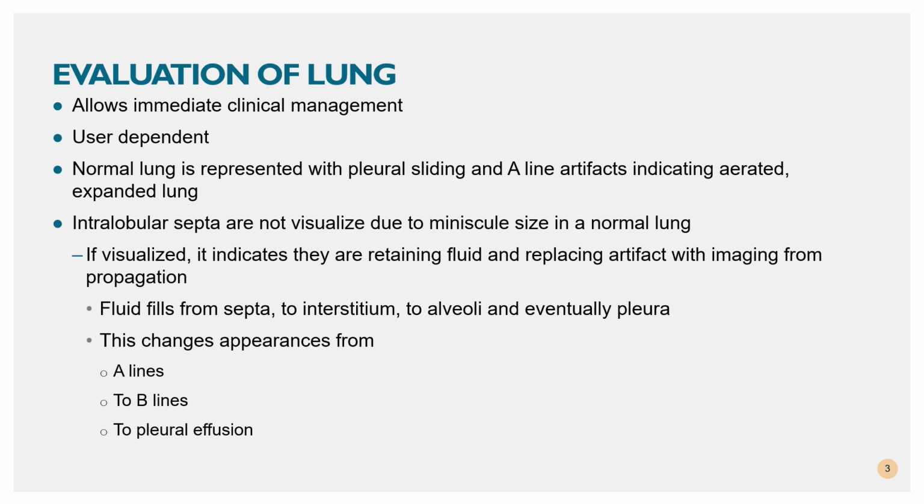So this changes the appearance from our normal A-line artifact, which indicates that the lung is aerated, and it starts to take on that fluid, and we start to get better propagation through the lungs, which is actually an abnormality. That propagation and the feedback that we're receiving from our ultrasound creates B lines through the tissue, indicating that there's some infiltration there. And then finally, if this proceeds far enough along, it leads to pleural effusion, which we're going to identify as the replacement of aerated lung with thoracic fluid.